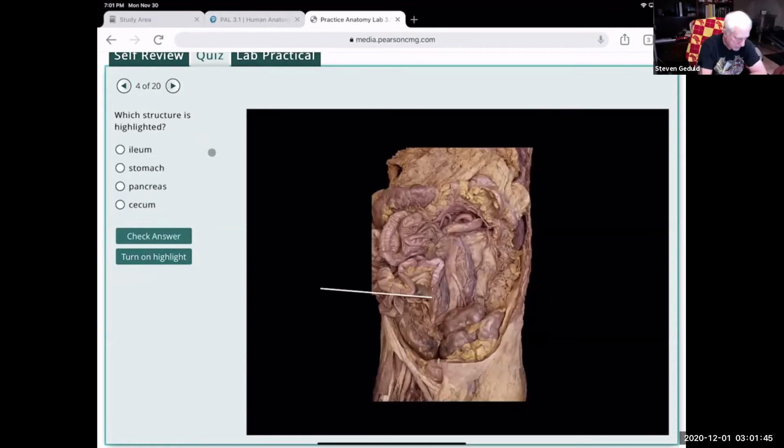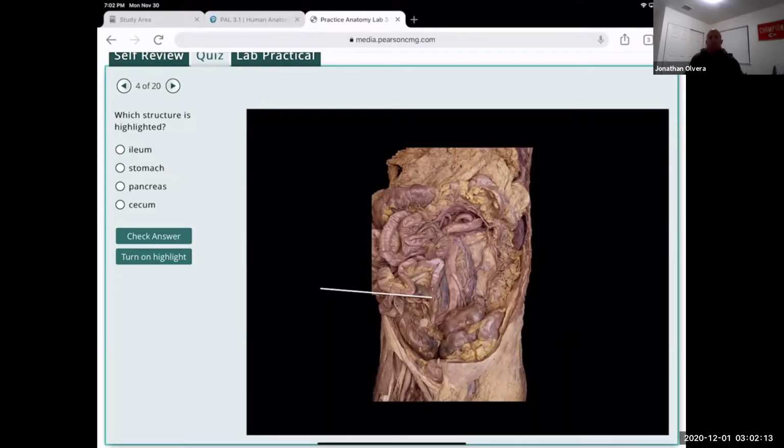Okay, and that's pointing to the, let me put the highlight back on. This is that section right there it's pointing to. Cecum? It looks like, well, here's the cecum, right? That's the large part of the large intestine. So it looks like this is a tube flowing into the cecum. So what enters the cecum? Which one of these options enter into the cecum?